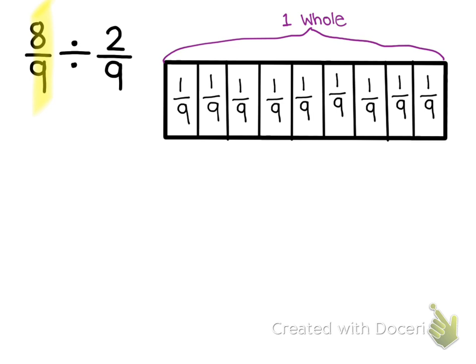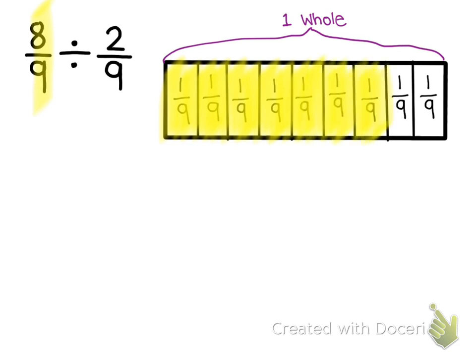Now, looking back at 8 ninths, I need to shade in 8 out of 9 units. So here's 1/9, 2/9, 3/9, 4/9, 5/9, 6/9, 7/9, 8/9. I just shaded in 8 out of 9 units. Okay, the next part. I need to divide by 2 ninths.